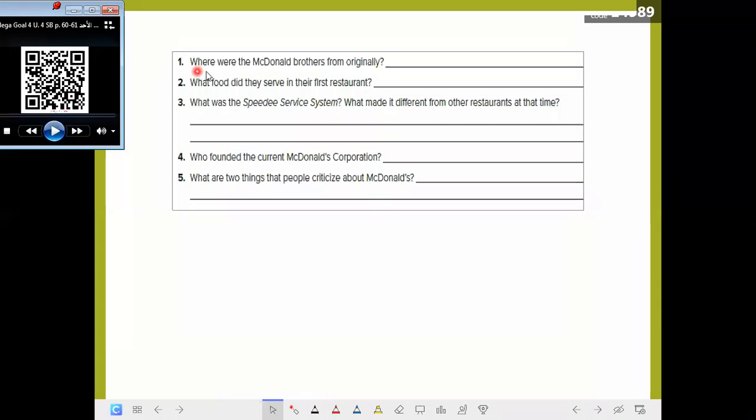Question one: where were the McDonald brothers from originally? I want a student to look carefully again at the reading text and give me the answer for question number one. One of the students who did not participate today should look at the text and tell us the answer. Where were the McDonald brothers from originally?